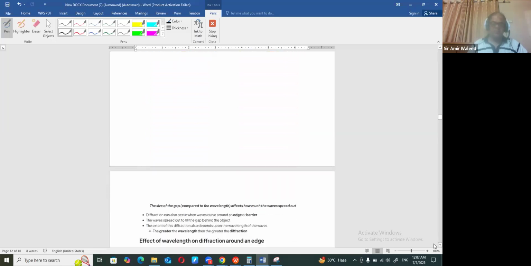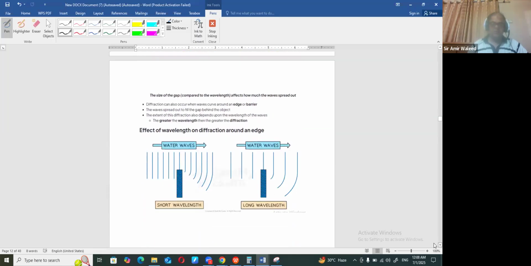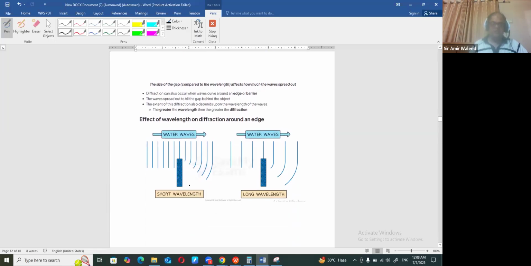Now you can see another very good example which is shown here. In the water, if you place some sort of object there, and the water is passing through, it will show you the edges. You can see the wave spread out to fill the gap behind the object. So it starts spreading from the point where the object is. See that, right? Okay. So the extent of the diffraction also depends upon the wavelength of the wave.